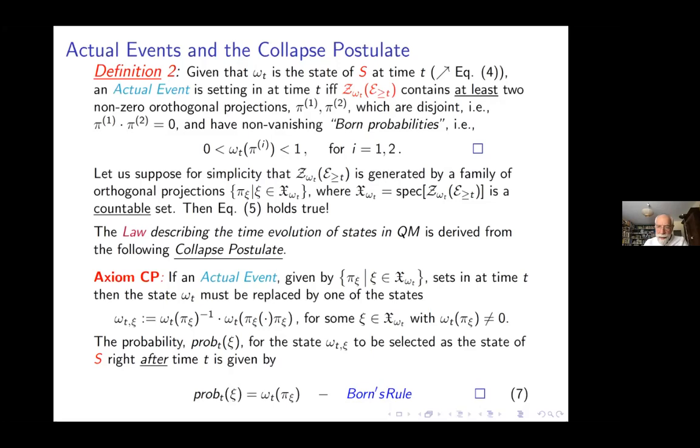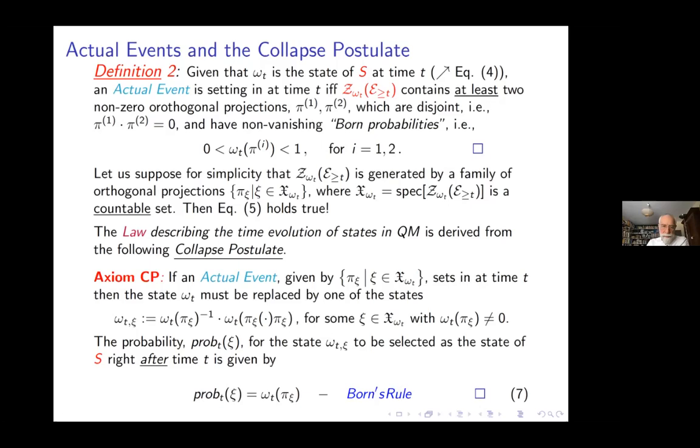Then the state ω_t must be replaced by one of the states ω_{t,ξ}, which is the state ω_t, but restricted to the range of the projection π_ξ, for some ξ in X such that the projection π_ξ has a positive Born probability. So in other words, we already know that the state ω_t is an incoherent superposition of states in the ranges of these projections π_ξ. And now the collapse postulate says that in such a case, nature chooses one of the states ω_{t,ξ} as the state with which we should make predictions of future events.